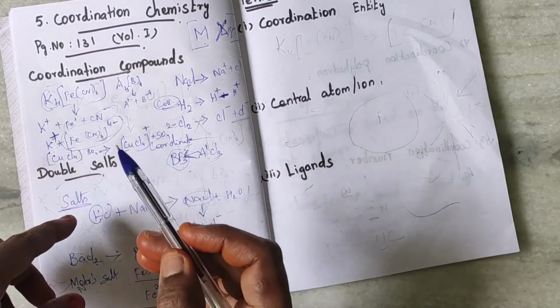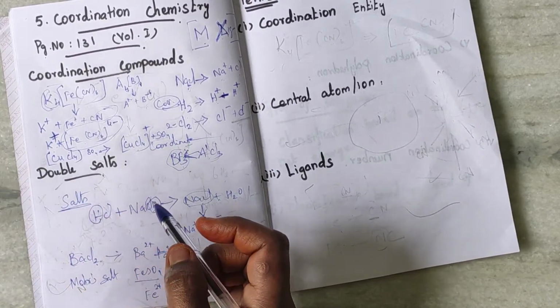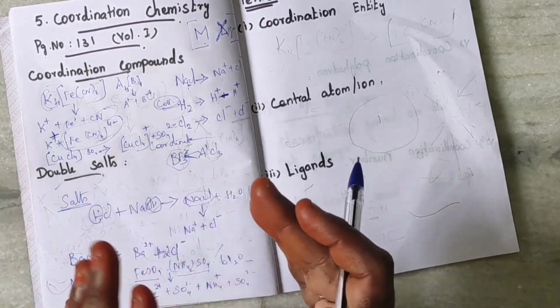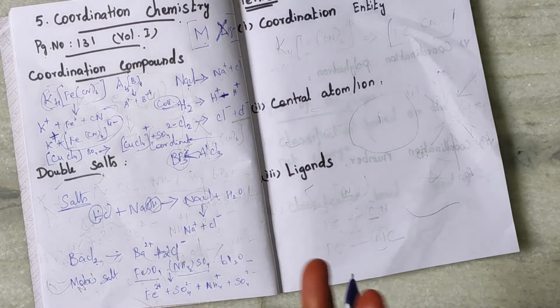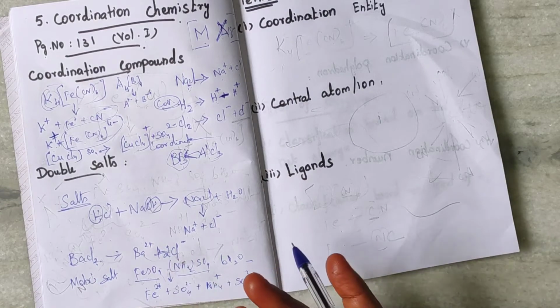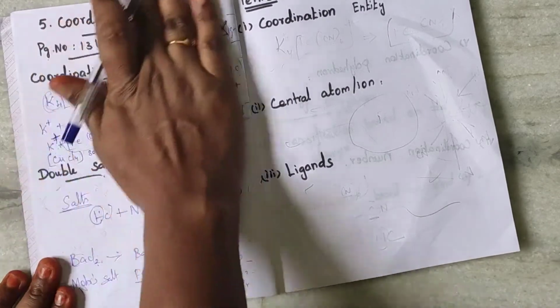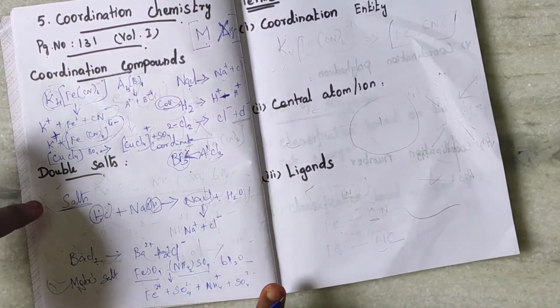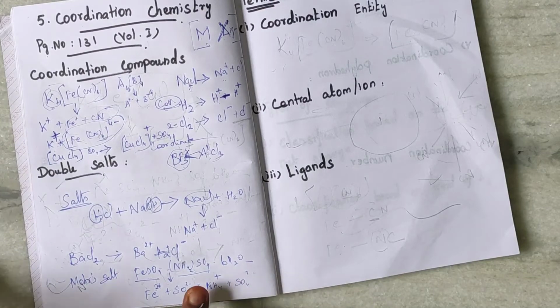So here the coordination compound dissociates and gives one ion and another part, the complex, which has a positive charge: cationic complex; anionic complex; neutral complex. Okay. All of you understand the difference between simple salt, double salt and coordination compounds?